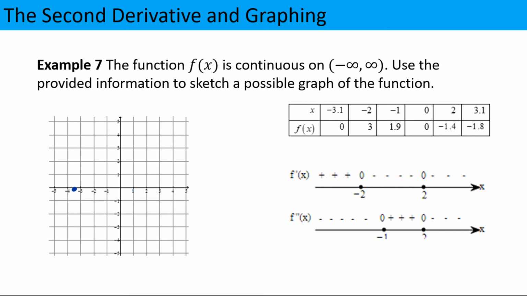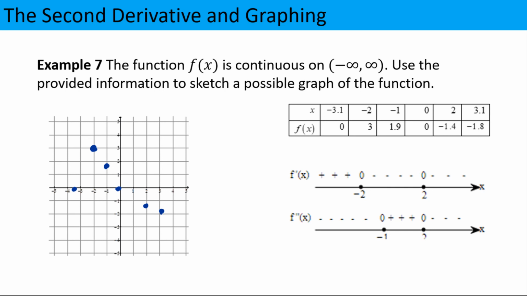The next ordered pair is negative 2, 3. We have another ordered pair, negative 1, and then positive 1.9. The next ordered pair is the origin, 0, 0. Continuing to the right, when x equals 2, the ordered pair value is negative 1.4. And at x equals 3.1, the ordered pair is negative 1.8. So we're going to have to eyeball that a little bit. So we've got our function values plotted.